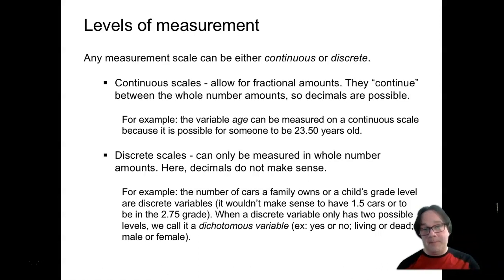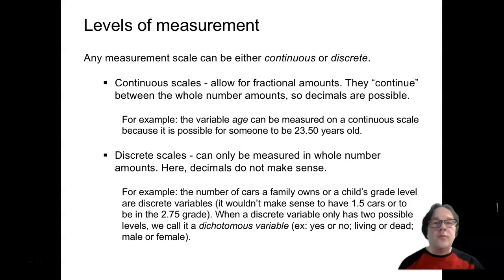When it comes to discrete scales, they can only be measured in whole number amounts or whole category amounts, right? So no decimals wouldn't make any sense in this regard. So an example would be the number of cars that a family owns, or a child's grade level. These would be discrete variables. So it wouldn't make sense to say you have 1.5 cars, right? Or to say that you're in the 2.75th grade. That's not really a thing, right?